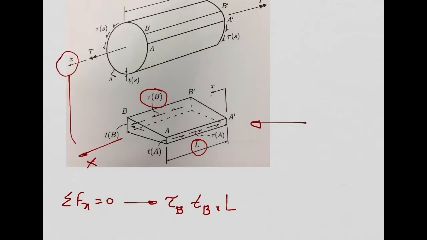But I also have in the x direction the force produced by this shear stress, tau A. The resultant force is going to be opposite to my x-axis, so I need to subtract, not add, because it is going to be opposite. And that force is going to be equal to the stress, tau A, times, again, the area, which is the thickness of the wall A, TA, times the same length, L.